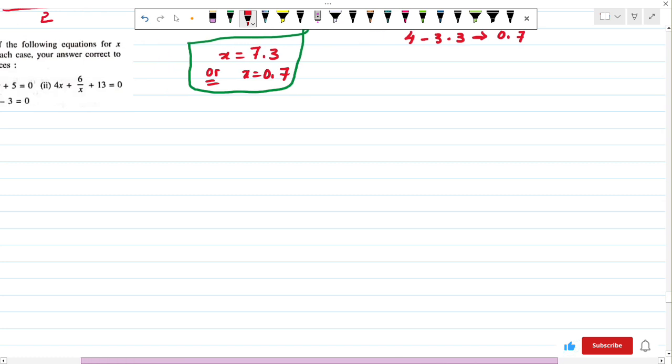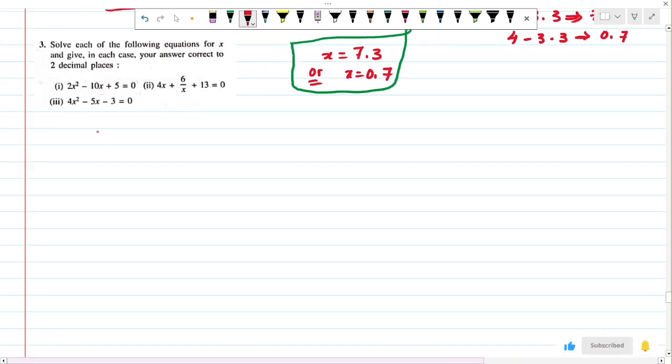So we will move to the next question, that is solve each of the following equations for x and give in each case your correct answer to two decimal places. So they have asked us to find the values of x and we have to write the answer up to two decimal places. So first we will write the equation 2x square minus 10x plus 5 is equals to 0. Here a is 2, b is minus 10 and c is 5.